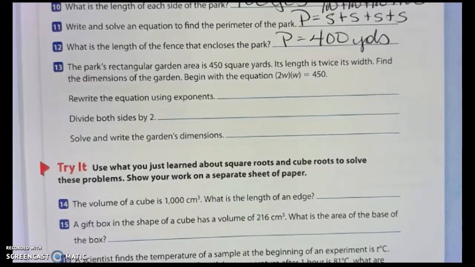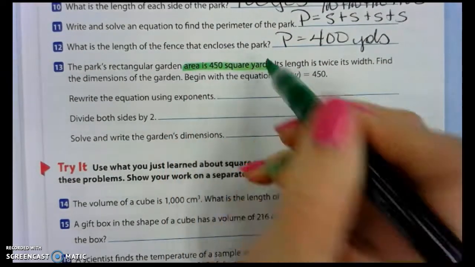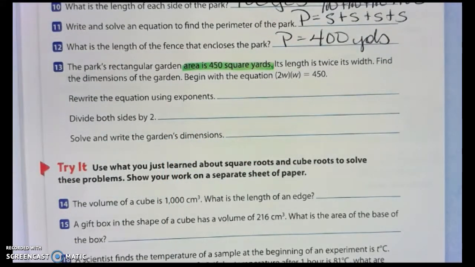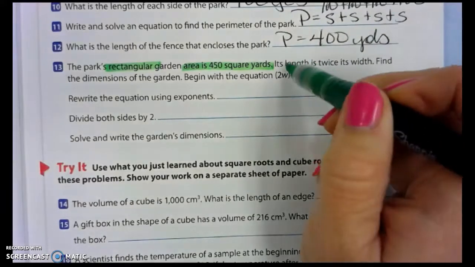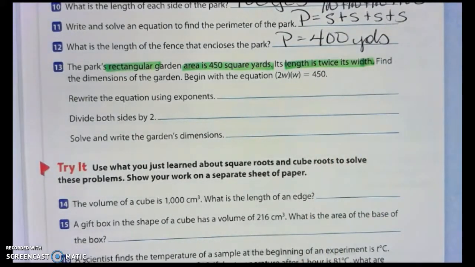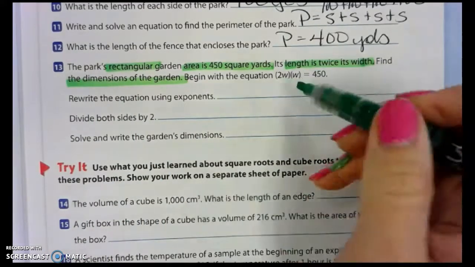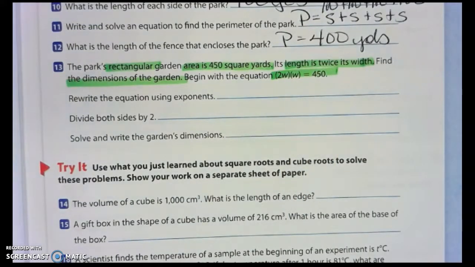The park's rectangular garden area is 450 square yards. They're giving you a new question. They're starting you out by saying this garden has an area of 450 square yards. Its length is twice its width. They did also say it was a rectangle, so that's why it's not sides. It's length and width. The length is twice its width. Find the dimensions of the garden. They want us to find the dimensions. And begin with the equation 2W times W equals 450.